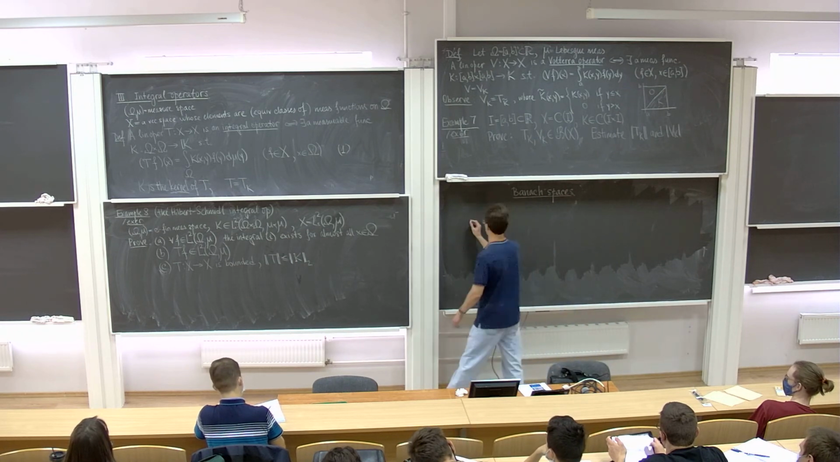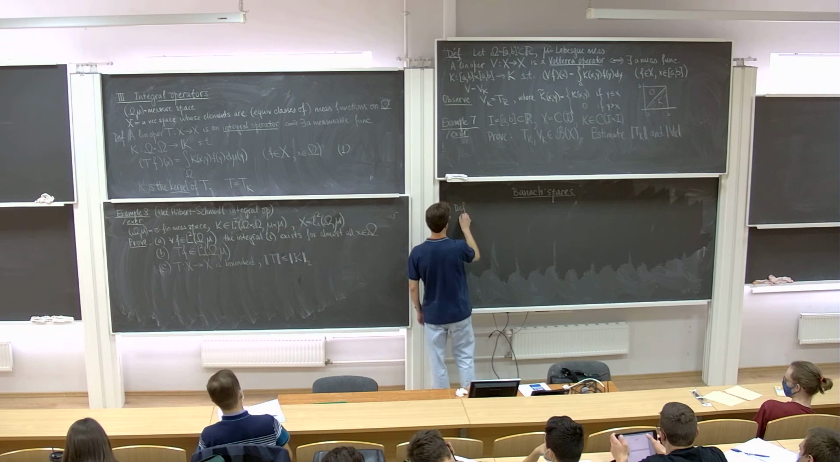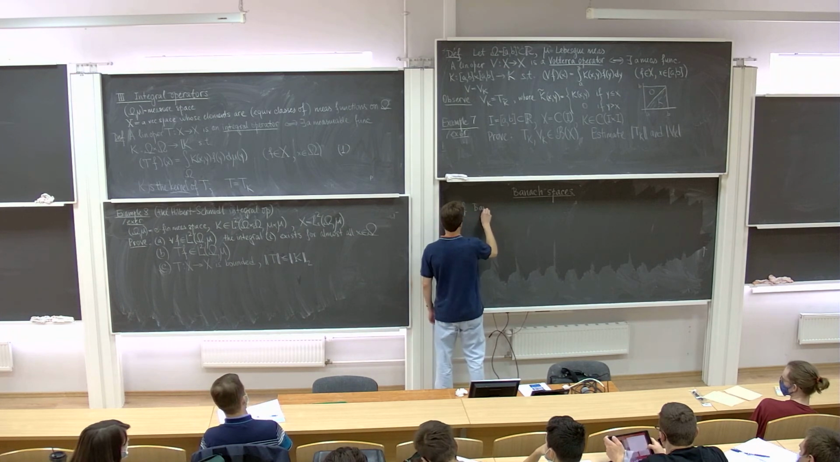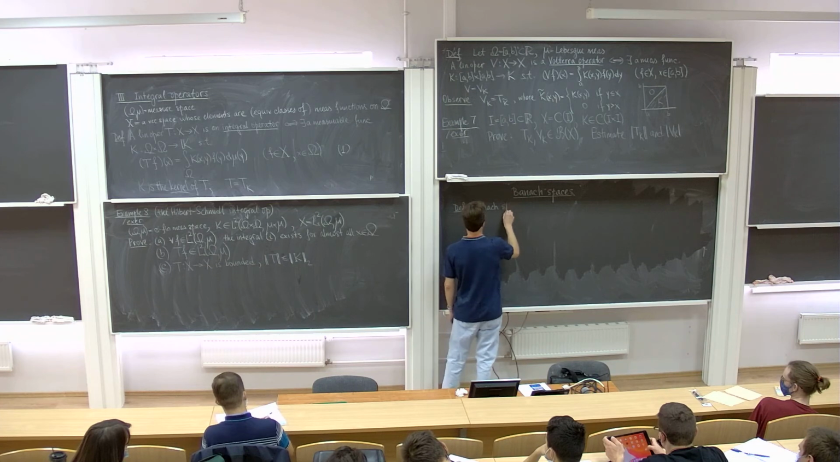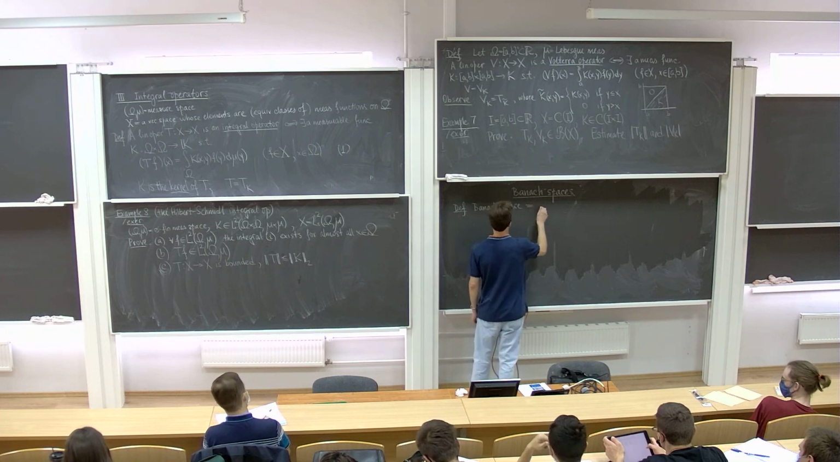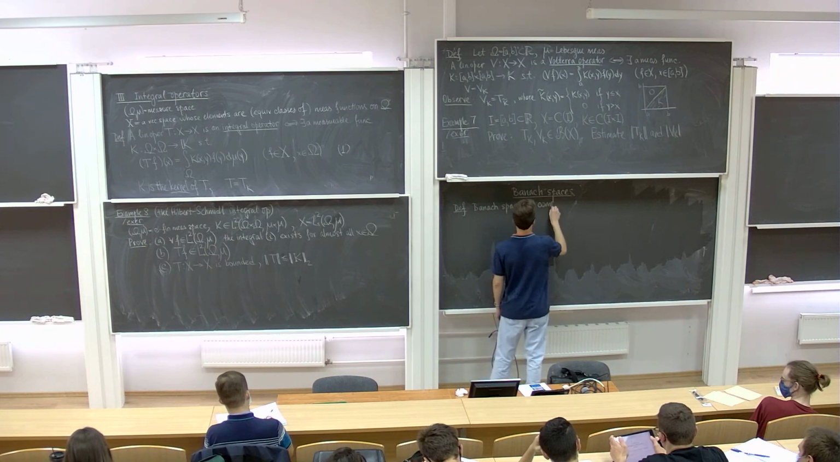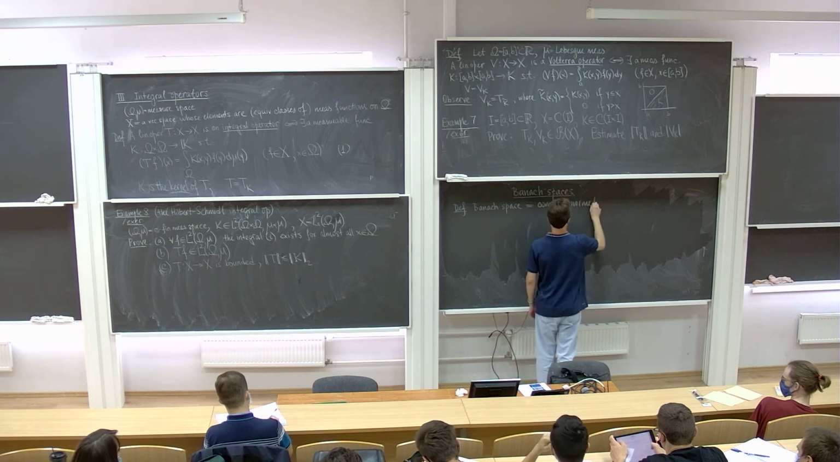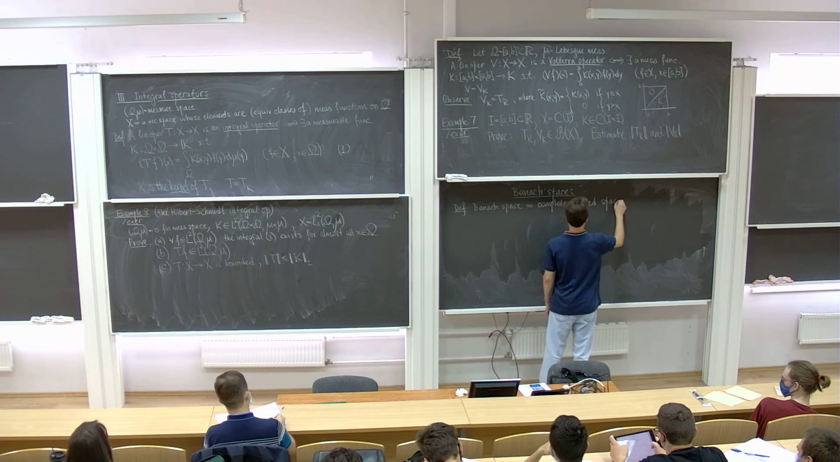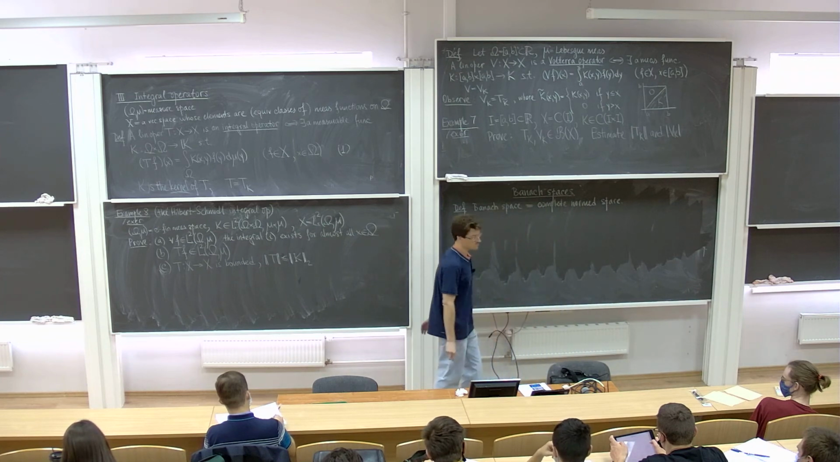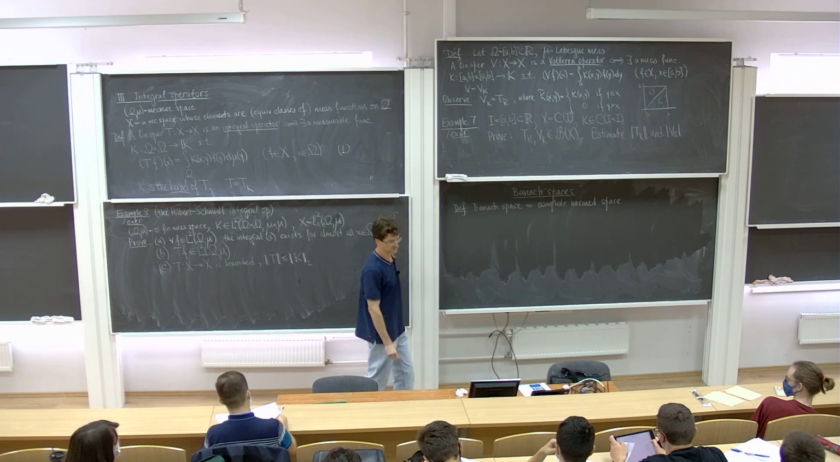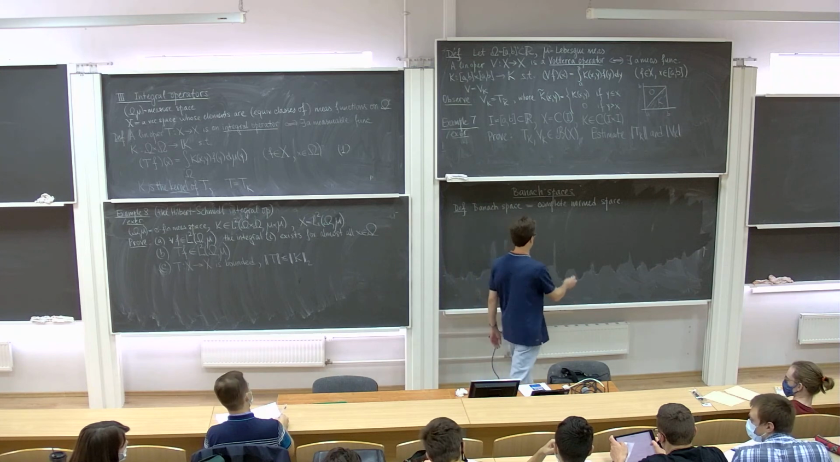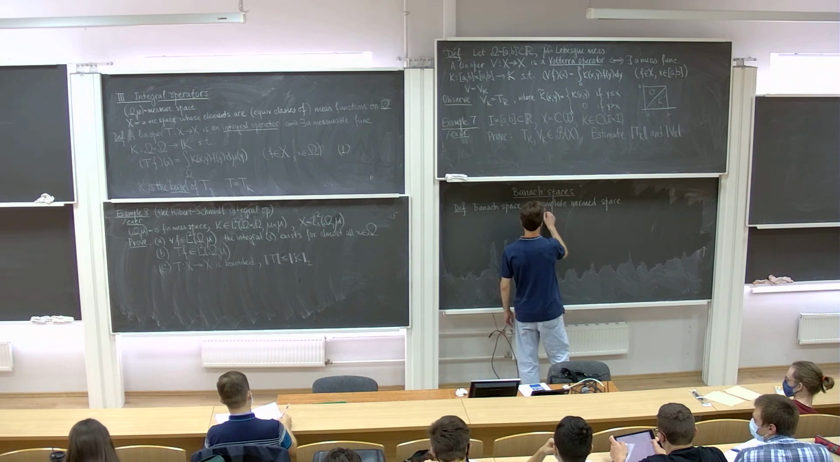So the definition is as follows. A Banach space is a complete normed space. Complete, I mean complete in the metric sense. That completeness means that each Cauchy sequence converges.